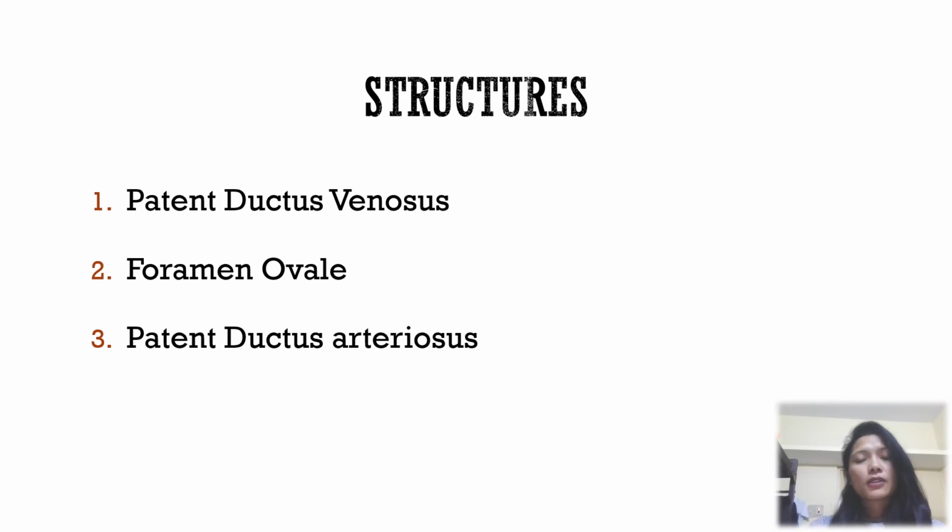Next, some structures. There are three structures which play the major role in the fetal circulation: the patent ductus venosus, the foramen ovale, and the patent ductus arteriosus. These three things are very important, and you should not miss them out while writing the fetal circulation. It's better to mention them in your notes before writing the steps of the fetal circulation.